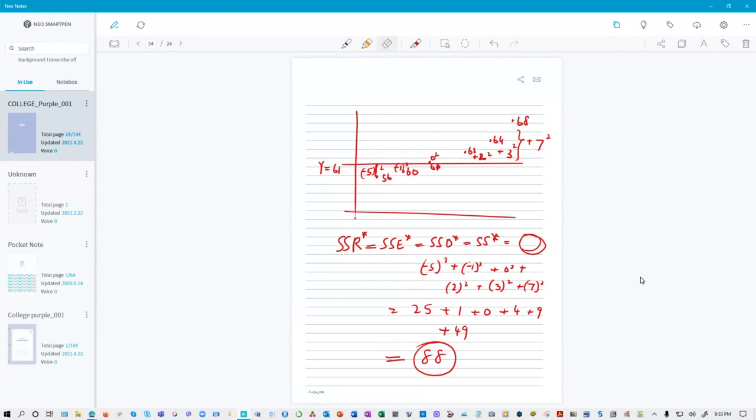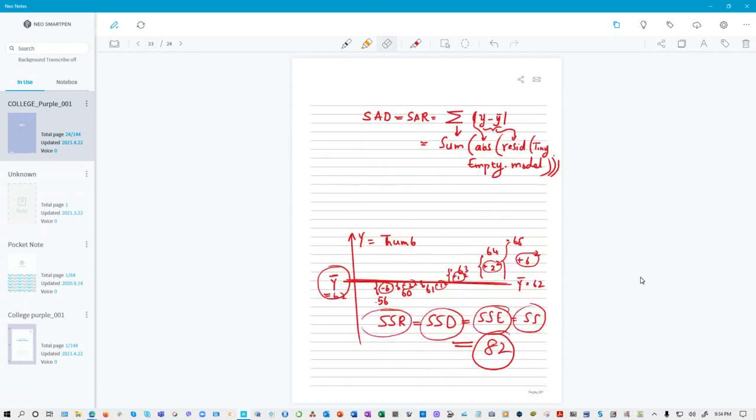88. That's why, if you calculate for the model using a different number than this one, your sum of squared residual is going to get larger. Larger means larger variation. In that sense, this 82 is the minimum variance. This is another name for this one too; we can call it the variance, or variation.